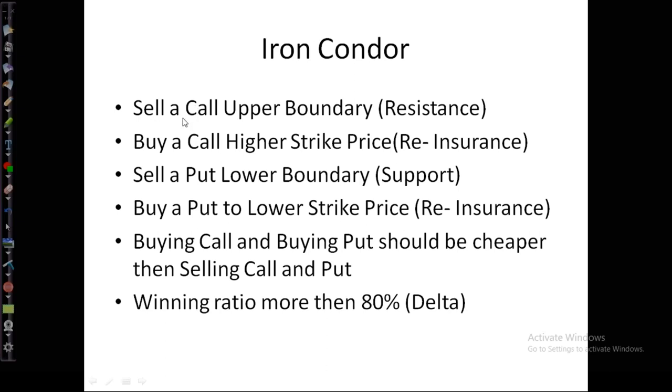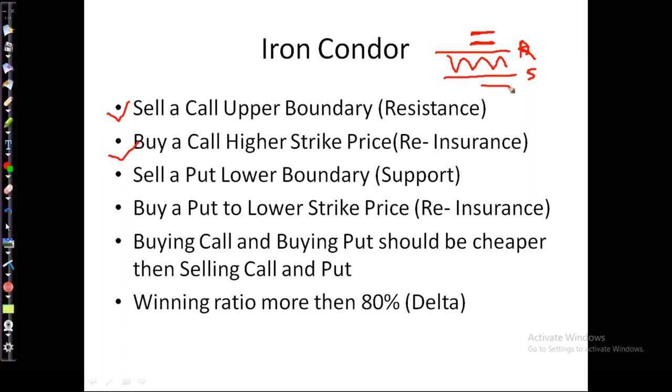Iron condor strategy: sell a call at the upper boundary resistance. Let me explain. Suppose price is running in a range, and somewhere this is the resistance and this is the support. First, what will we do? Sell a call at the upper boundary. Here you can see this is the boundary line, and we sell a call there. After that, buy a call at a higher strike price. So we select an upper, higher strike price and we buy.